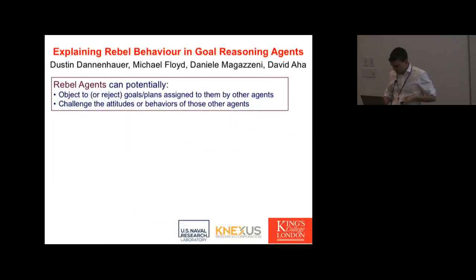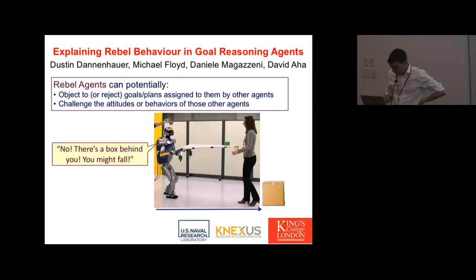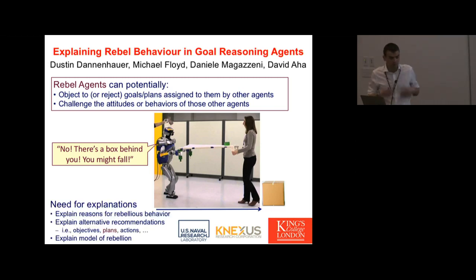This is work in collaboration with the Navy Research Lab. They work on goal reasoning agents. And what we consider here is the problem of agents rebelling. That's an example where there is an agent working with a human to achieve some task, but the robot rebels, so it disobeys, in this case because it's observing something which is not known to the user that would put her in danger. There are many reasons why rebellion is good.